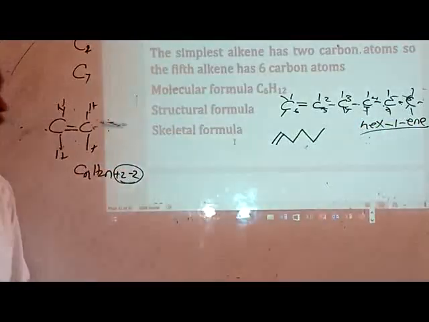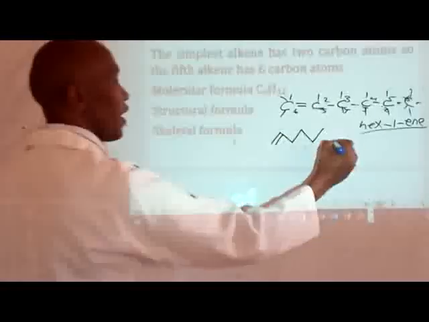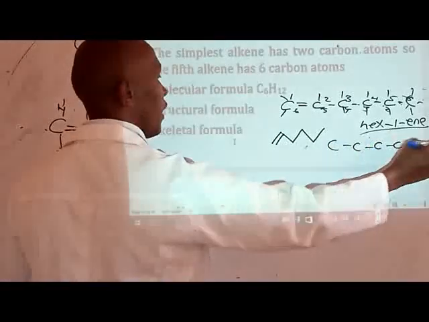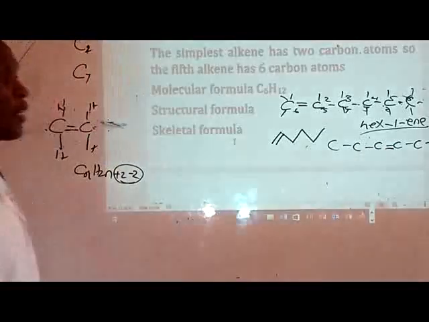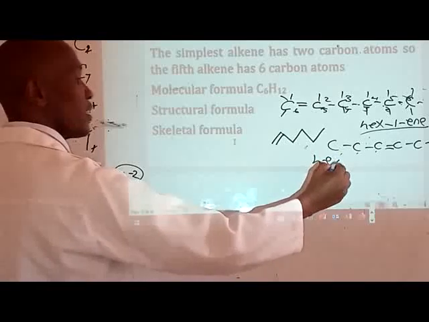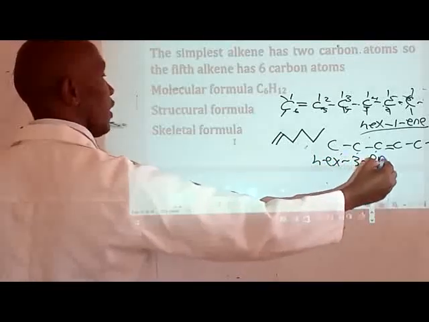correct name of that. Now I can draw another structure. Of course, with 6 carbon atoms. 1, 2, 3, 4, 5, 6. Now put the double bond right there. So that is 1, 2, 3. So hex-3-ene.